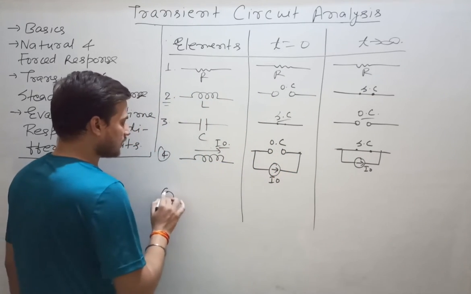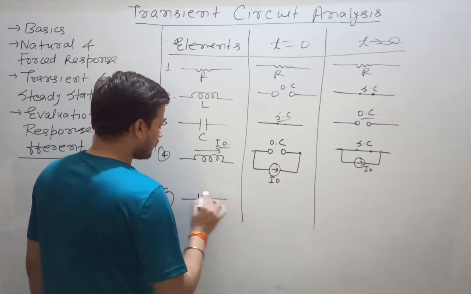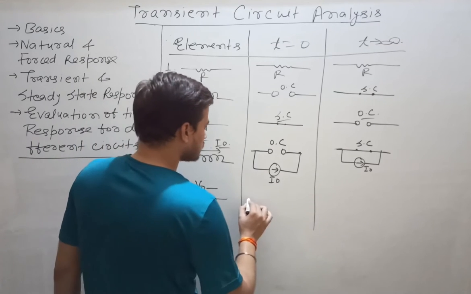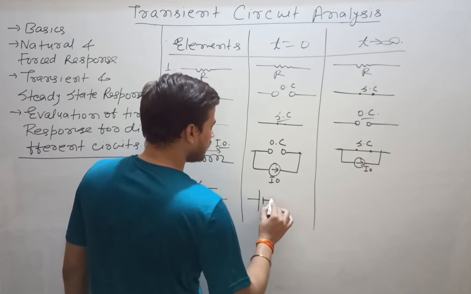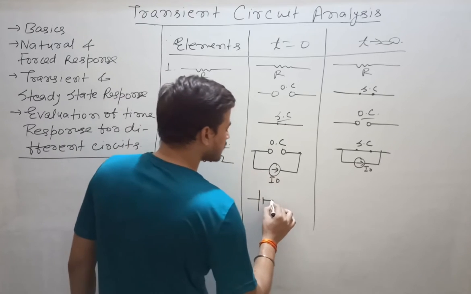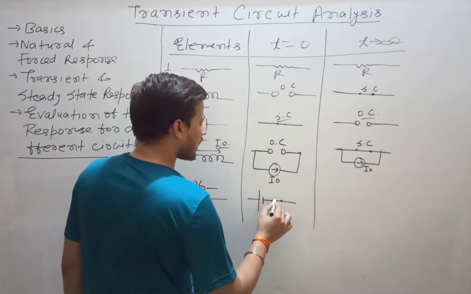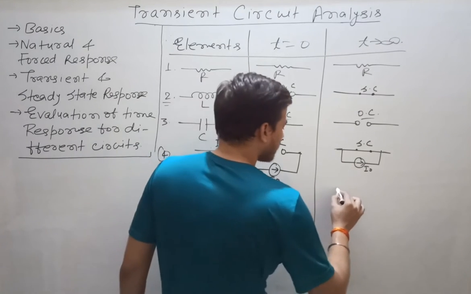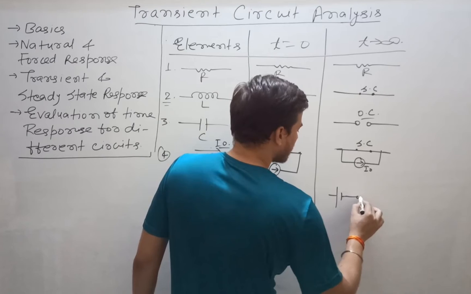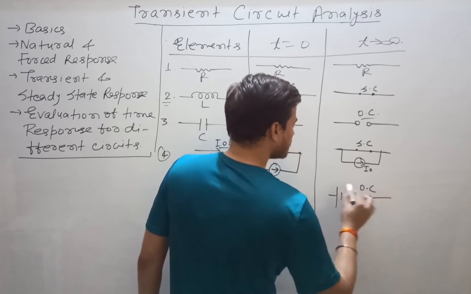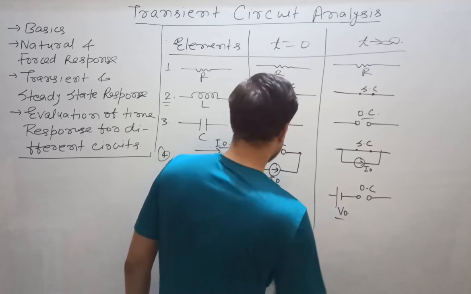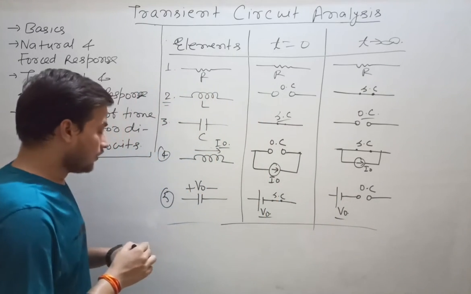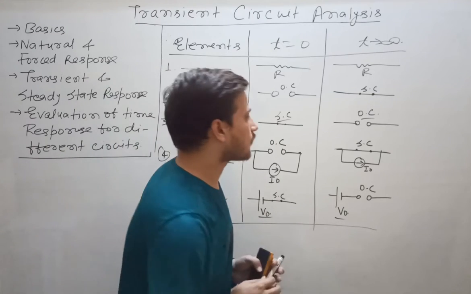The fifth condition is you are having a capacitor with some initial voltage V naught. Here the voltage will be shown in series. We know when time t is equal to 0, the capacitor acts as a short circuit, so it will be shown like this. In the case of time t tends to infinity, the capacitor will be replaced by an open circuit, with voltage V naught. You have to remember this picture in your mind because it will always be used from now.